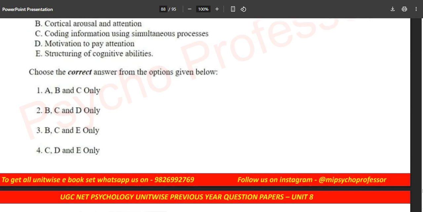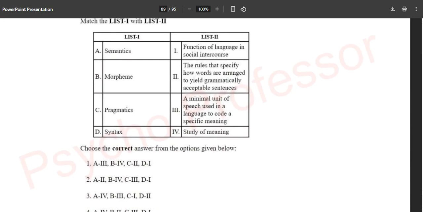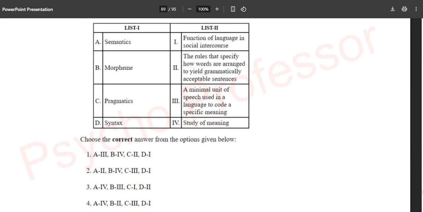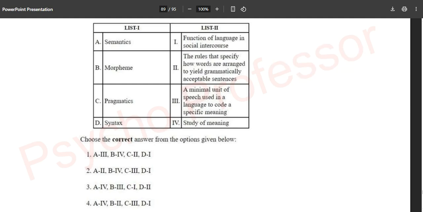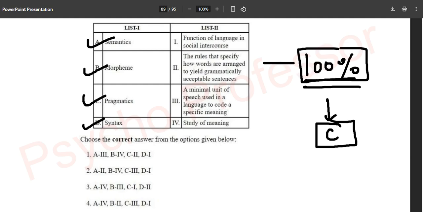Let's move on to the next question, that is your semantics, morphemes, pragmatics and syntax. And this question is directly 100% copy paste from your C book, so it becomes easier. Semantics, morpheme, pragmatics and syntax, we have already done this n number of times. Okay, so what is semantics? You can also remember it like this: semantic memory. What is semantic memory? It talks about meaning.